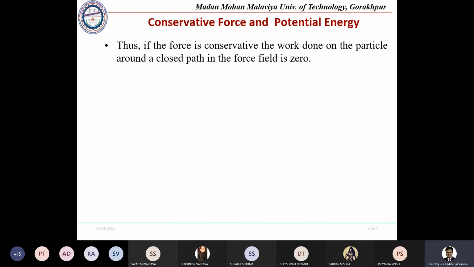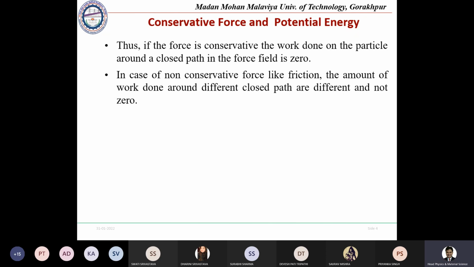Thus, if the force is conservative, the work done on the particle around a closed path in the force field is 0. This is a very important and crucial definition, and you should always give this definition scientifically. Only in that situation you will be rated as a student of the PG. Otherwise, your definition will be insufficient. If the force is conservative, the work done on the particle around the closed path in the force field is 0. So this is the real definition, and how that can be explained has been given in the different equations shown on the last slide.